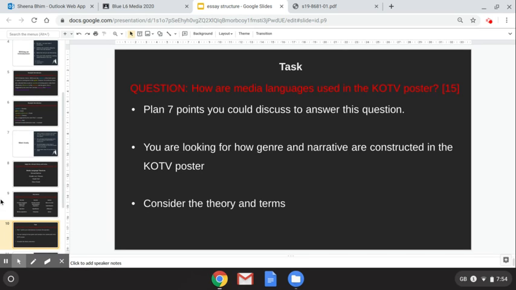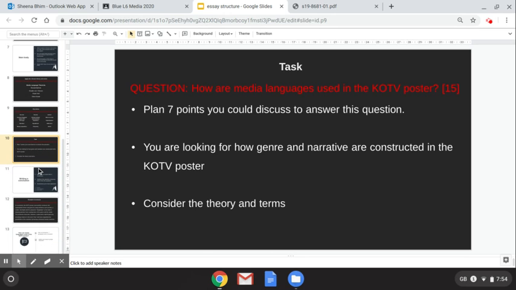So the task now is to plan 7 points you're using to discuss and answer this question. So you're looking for, particularly when it says how media language is used in the Kiss of the Vampire poster, you're looking for how genre and narrative are constructed in the Kiss of the Vampire poster. You could also look for evidence of how binary opposites are constructed or used in the Kiss of the Vampire poster.